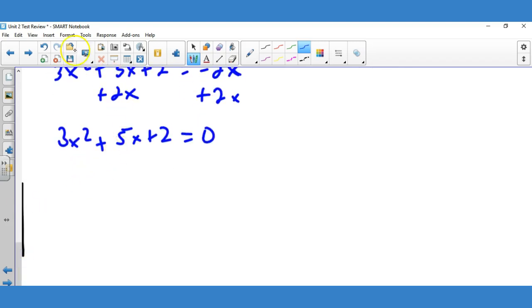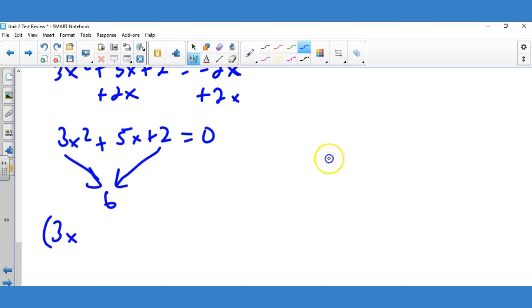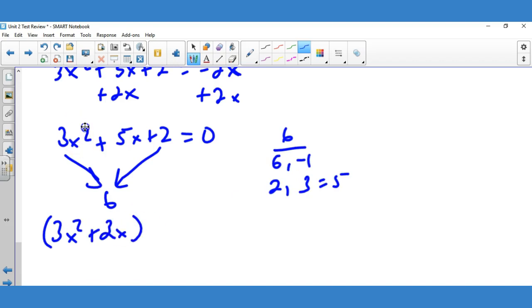Now I'm going to factor this one. The leading coefficient is 3, not 1, so I'm going to take the leading coefficient and the constant and multiply to get 6. Now, what are my factors of 6 that will add to give me 5? There's 2 and 3. If I add those, I get 5. So I'm going to go plus 2x, and 3x squared, remember, write that twice, and plus 3x, like that.